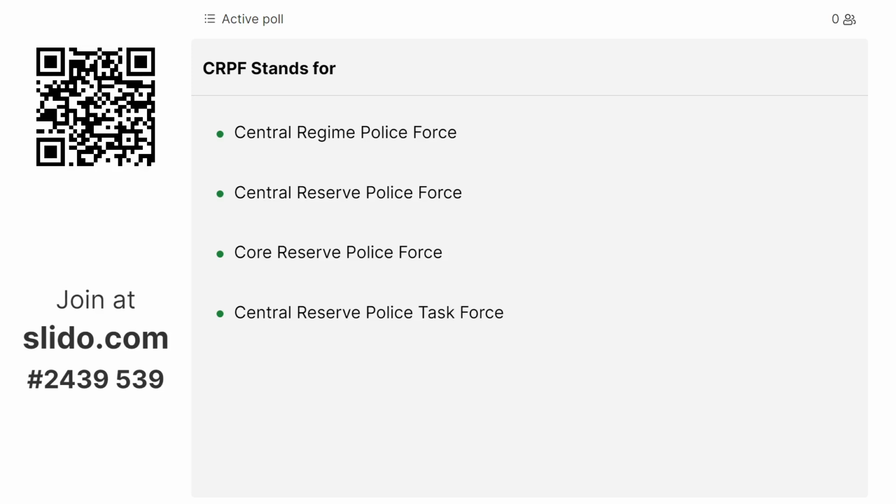Here comes your first active poll. Take your mobile phones, have your internet working, and try to scan the QR code. It will lead you to the questionnaire to respond. If that is a problem, you can open slido.com and enter this hash code. You need to tell us the full form of CRPF. There are four options: Central Regime Police Force, Central Reserve Police Force, Core Reserve Police Force, and Central Reserve Police Task Force. So quickly take out your mobile phones and try to address this particular question.